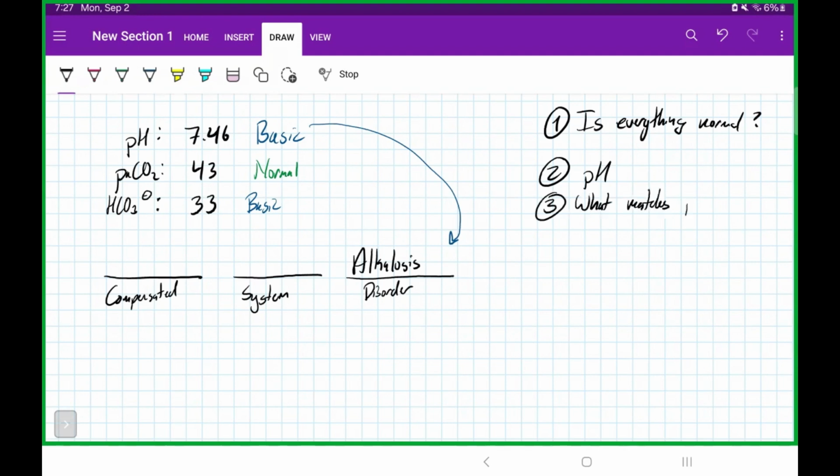what matches the pH. So what I mean by that is here you can see that the pH is basic and the bicarb is basic. And we know that bicarb is related to metabolism, and that this would have been our respiratory. So our bicarb being basic and that matching the pH, the fact that these two are the same thing, means that this is metabolic alkalosis.